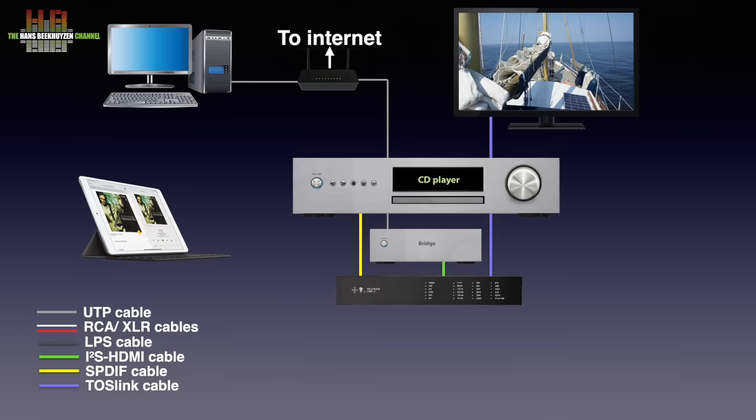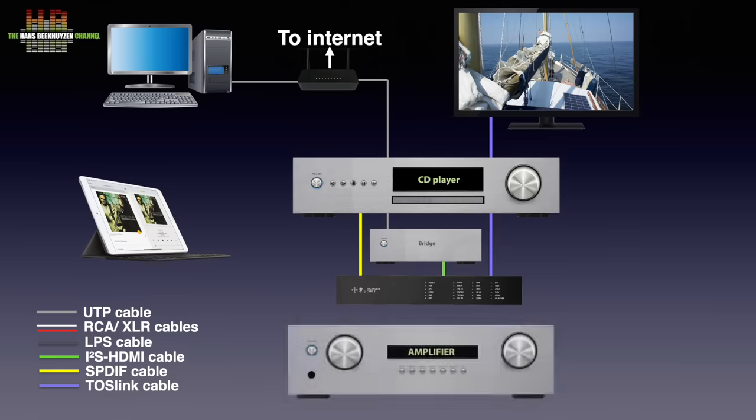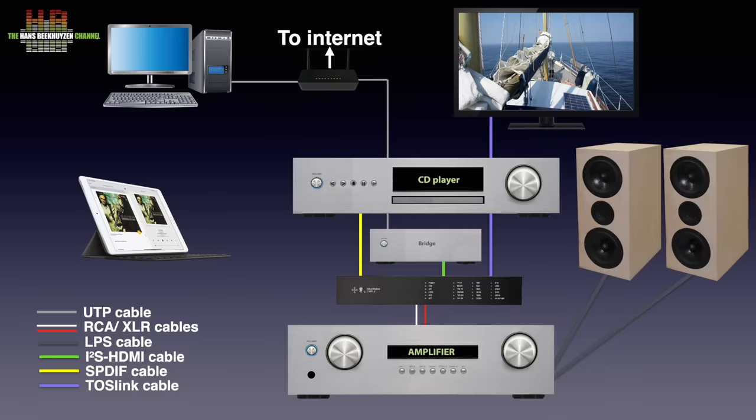To hear the analog outputs on the CN2, an amplifier is to be connected over either RCA or XLR cables, one per channel. And, of course, a set of loudspeakers has to be connected to the amp unless you listen to headphones over the amplifier. The CN2 does not have a headphones output.